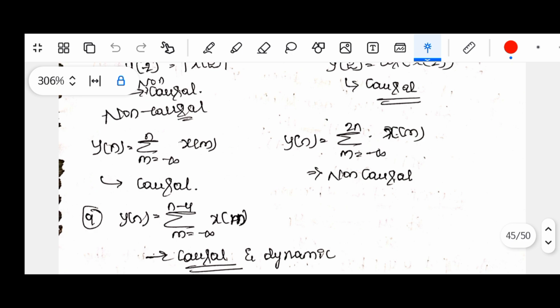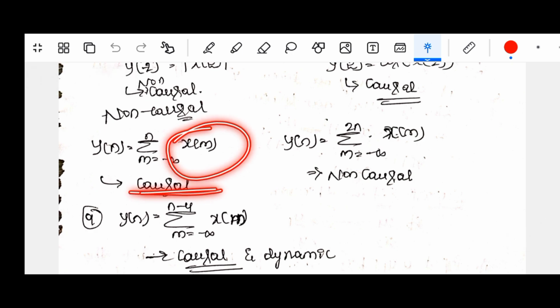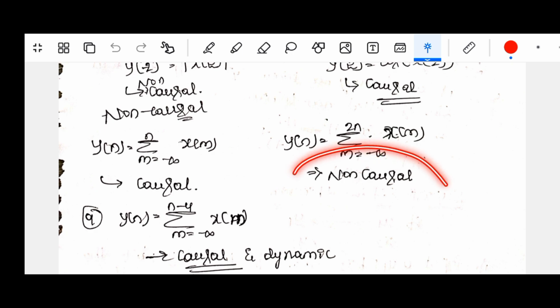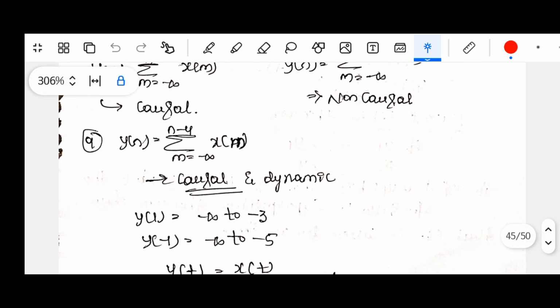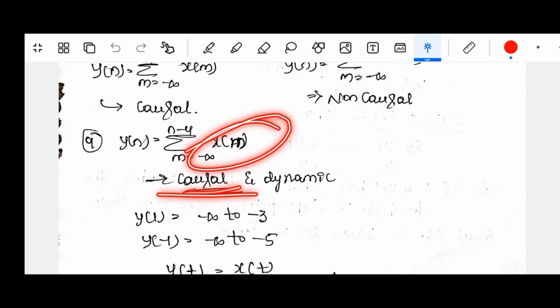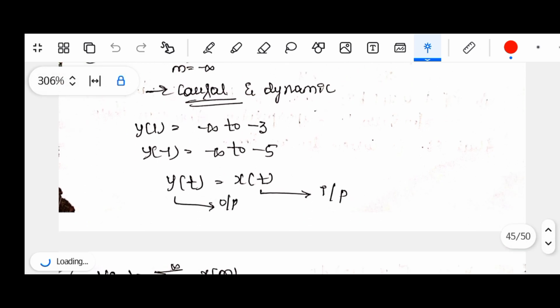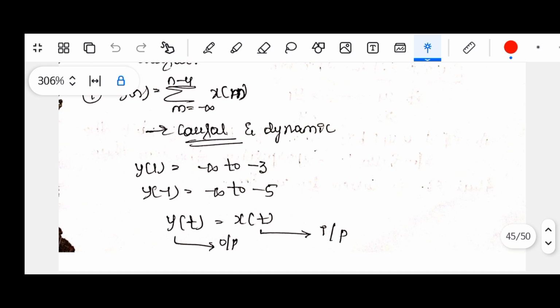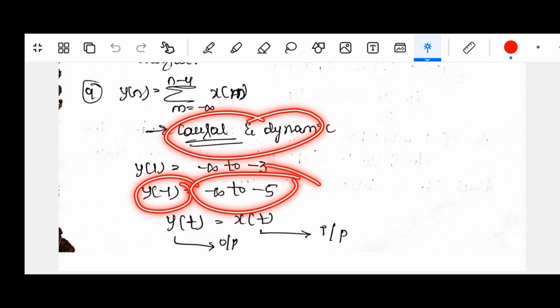y(n) is equal to the summation from minus infinity to n of x(m). It is causal. y(n) is equal to the summation from minus infinity to n of x(n). It is non-causal. Next, y(n) is equal to the summation from m equal to minus infinity to n of x(m), n minus 4. It is also causal and dynamic. y(1) is equal to minus infinity to minus 3 here, and y(-1) is varying from minus infinity to 5 because it is causal.